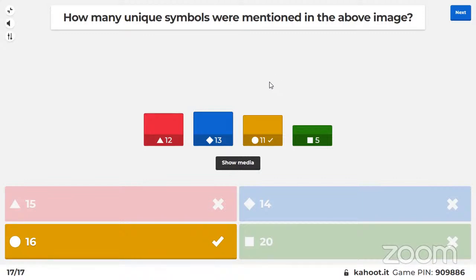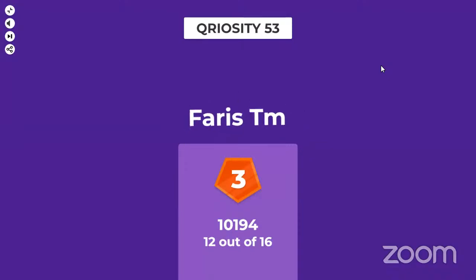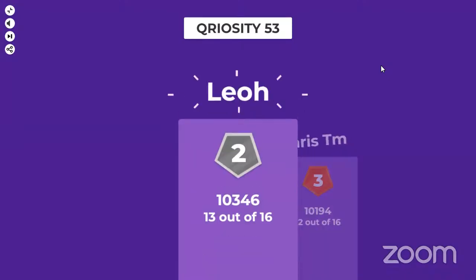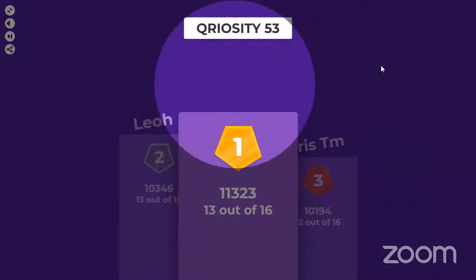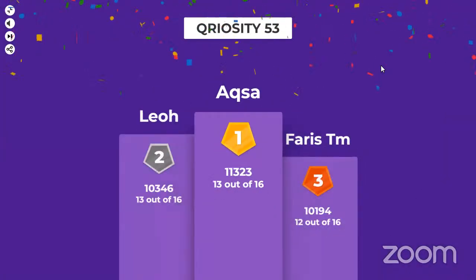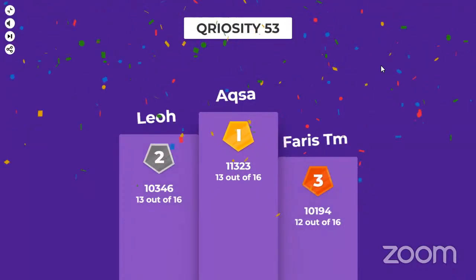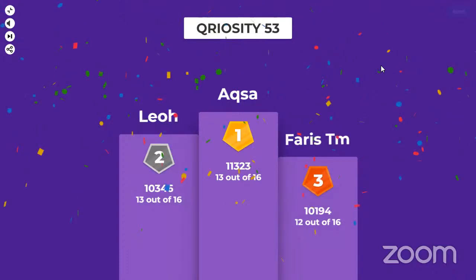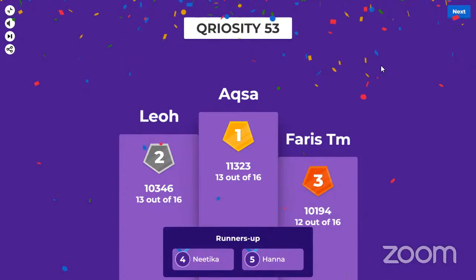Okay. Let's take a look at the podium. Any guesses, any predictions on the podium? Let's take a look at where everyone is standing. At position number 3 is Faris TM. Congratulations, Faris, for reaching position number 3 with 10,194 points. At number 2 is Leo. So there's definitely been a change in the podium. Aqsa is at position number 1 with 1,320 points. For Nithika and the runners-up that came up at the last, they've changed the podium altogether. 3 of them remain the same, and at the end Nilina and Hannah came up and changed the podium altogether.